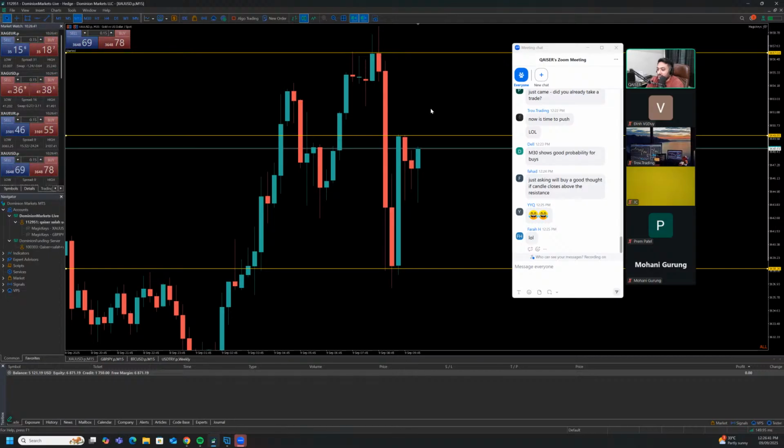Okay, sir, what is your plan next? I think we are going to start some kind of consolidation. The next plan could be, there's 4 minutes left for the candle to close. If the current candle closes above the resistance area, then buys make sense actually.